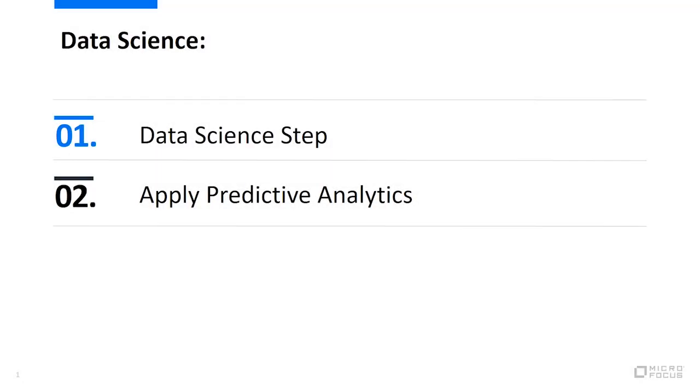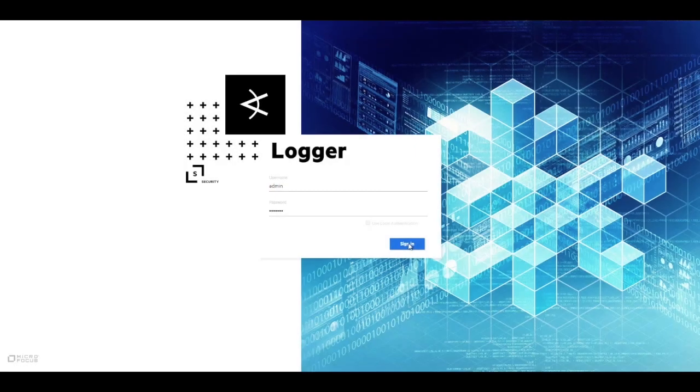In this demo, we'll cover how to transform your data with the Data Science Engine step when creating a query. We'll also demonstrate how to apply predictive analytics while viewing reports. With Data Science, you can perform statistical computations on your security data. This enables you to identify correlations and patterns in your data and perform predictive analysis based on your findings.